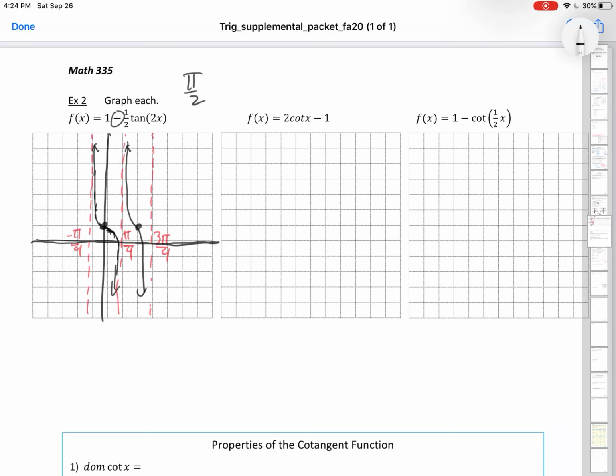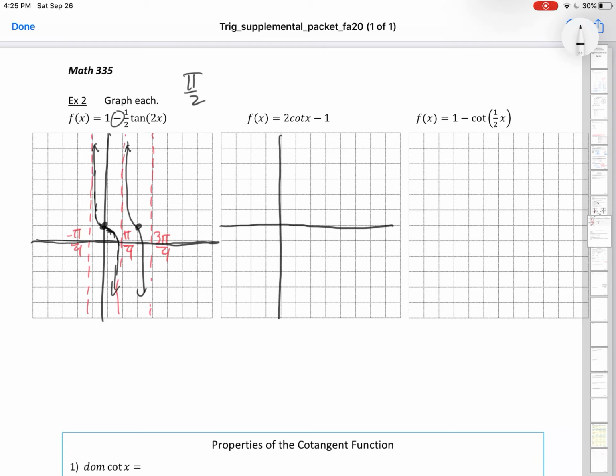Now you can tell that this is a tangent because it goes through 0, 0. Tangent will go through 0, 0. Cotangent will not. Cotangent has a problem at 0. So if we go look at this next one, again, my recommendation is to just draw it.